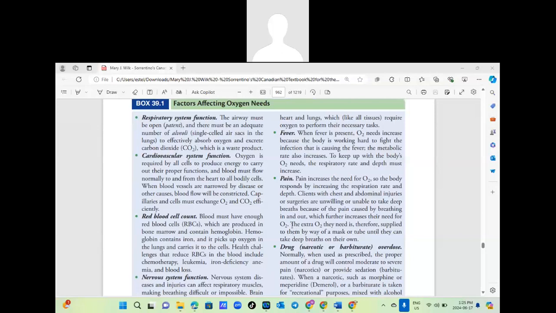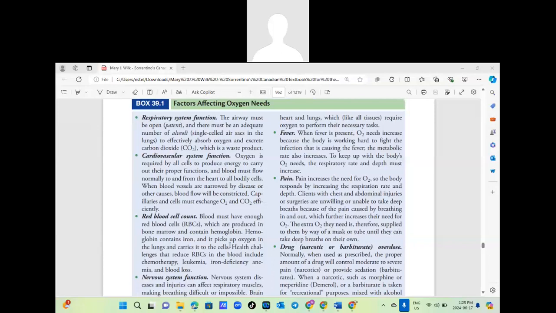So the extra oxygen they need is supplied to them by way of a mask or tube until they can take deep breaths on their own. Okay, so the next one is drugs.